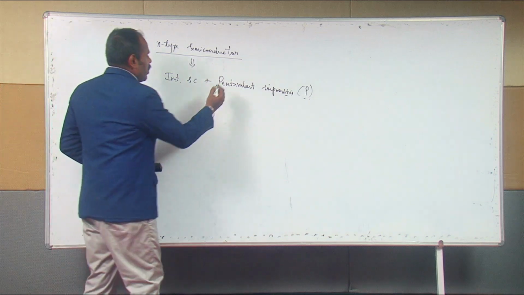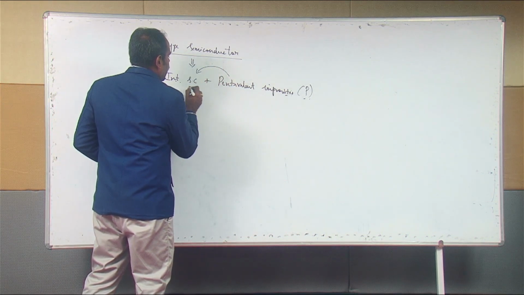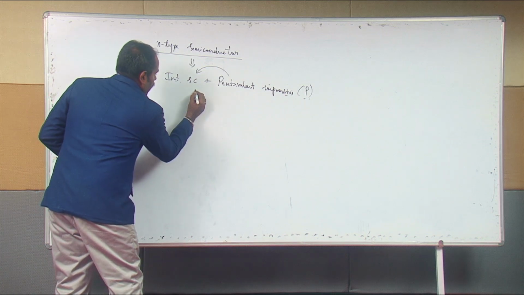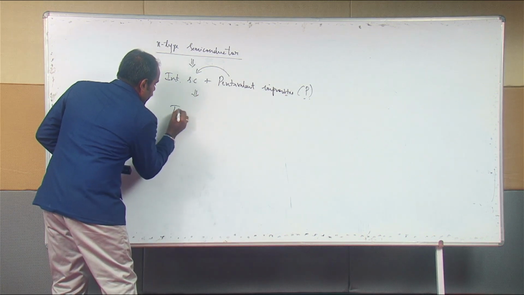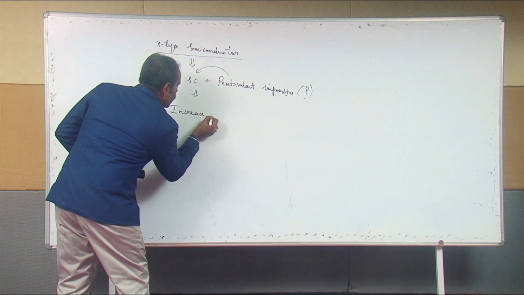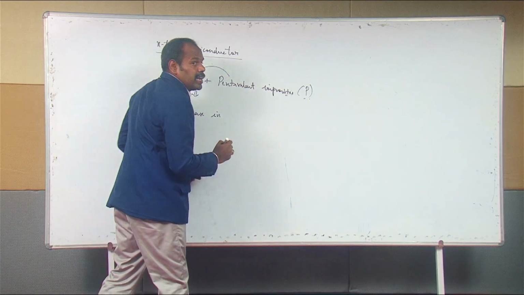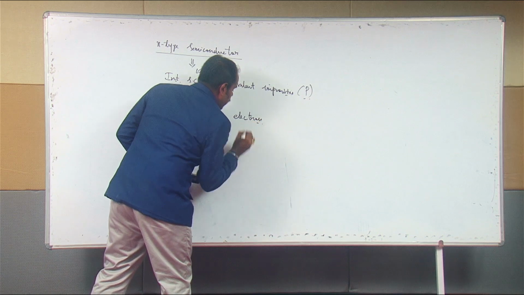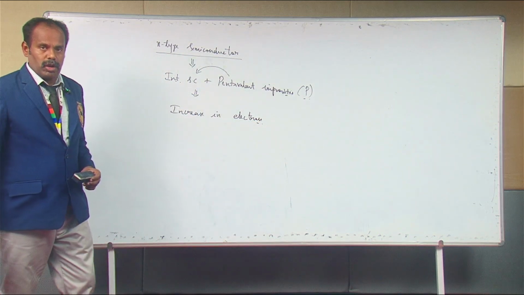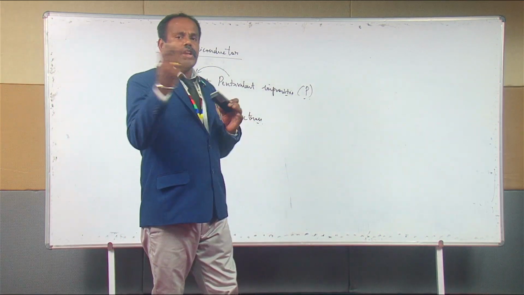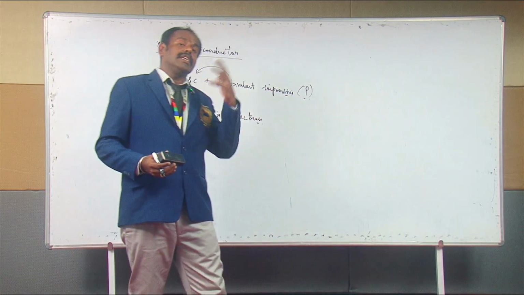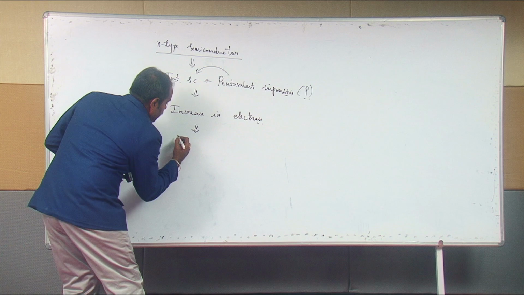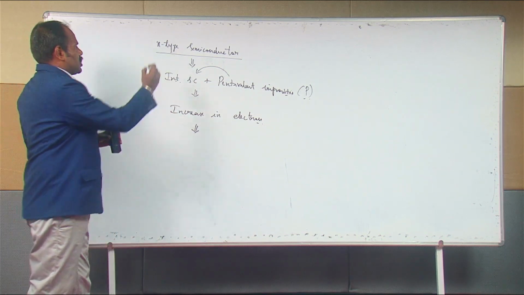Now, what happens when we introduce this pentavalent impurity atom into the already existing intrinsic semiconductor? It is going to increase the concentration of one of the charge carriers, and here particularly it is going to increase the concentration of free electrons. Since the concentration of free electrons is increasing, this type of semiconductor is referred to as an N-type semiconductor.